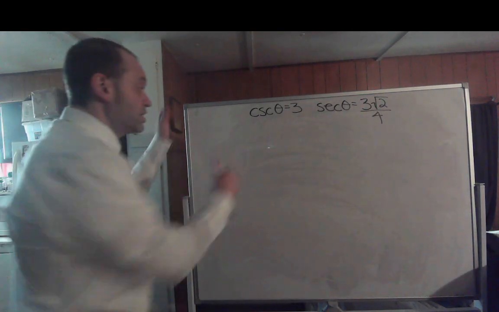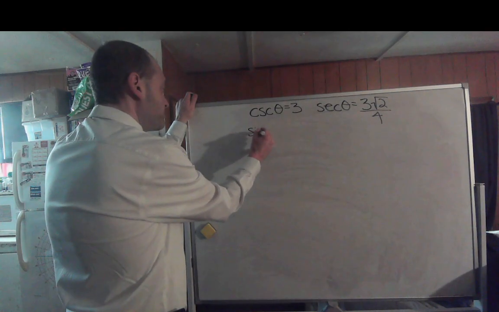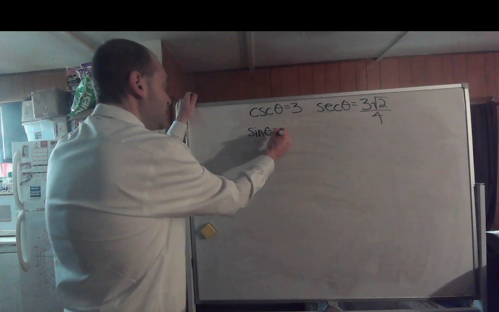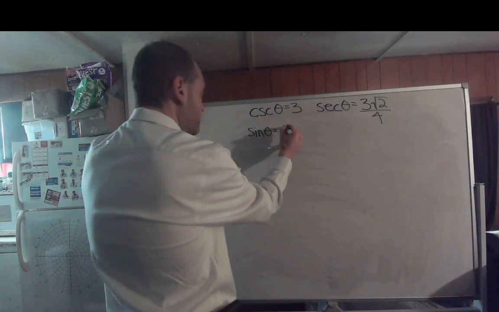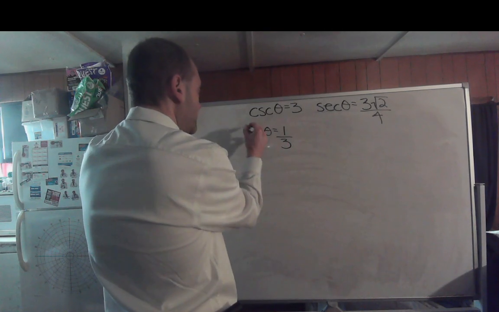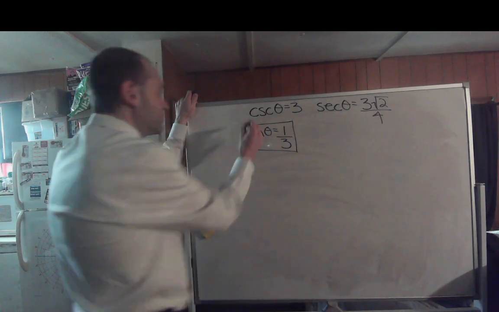They first want to know what's the sine of theta. So what is the sine of theta? Well, that's just the reciprocal of the cosecant, so that would be 1/3. Sine of theta is 1/3. That's easy enough, right?